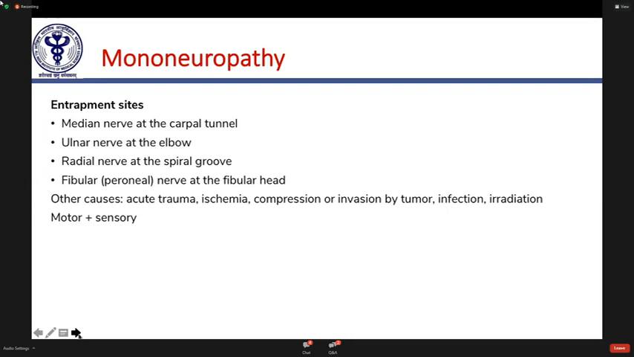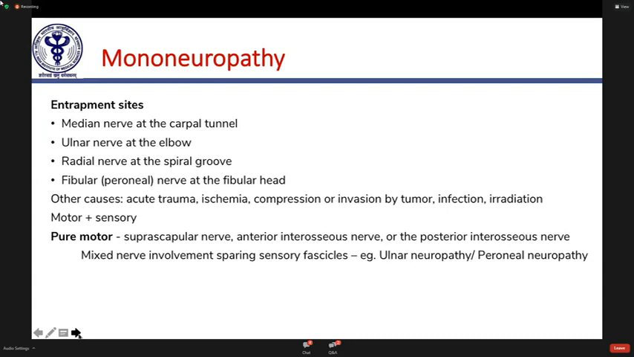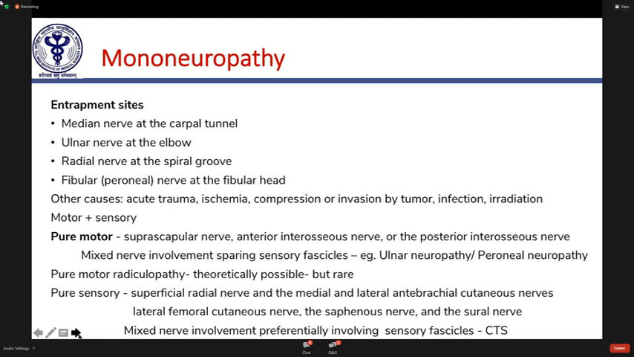You get both motor and sensory involvement of the affected nerve. Sometimes you may get a pure motor mononeuropathy, like the suprascapular nerve, anterior interosseous nerve, or posterior interosseous nerve. Sometimes in a mixed nerve the sensory fascicles may be spared, like in an ulnar neuropathy, which may not clinically show sensory involvement. A pure motor radiculopathy is theoretically possible, involving only the ventral root, but it is very rare. The pure sensory ones are the superficial radial nerve, the medial or lateral antebrachial cutaneous nerves, the lateral femoral cutaneous nerve, saphenous nerve, and sural nerve. A mixed nerve can also be predominantly sensory, as we usually see in early stages of carpal tunnel syndrome, and cause pure sensory mononeuropathies.